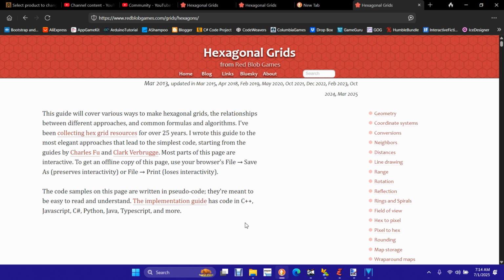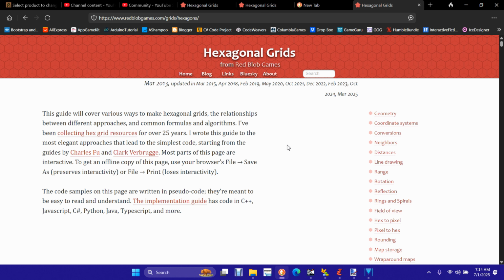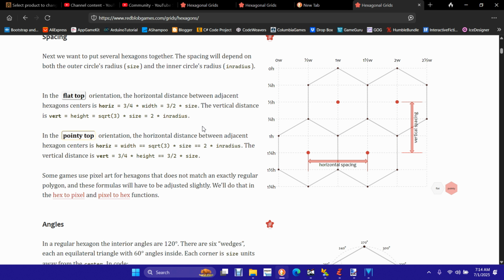And you're probably asking, why am I looking at a web page? Well, easy answer is we are dealing with hexagonal grids. I spent literally all day on this one page of this web page. Now, there's an awful lot of information here. It goes into the geometry of hexagons, which is awesome because this is where you get your formulas for where stuff is and how to place your grids and all of that kind of stuff.